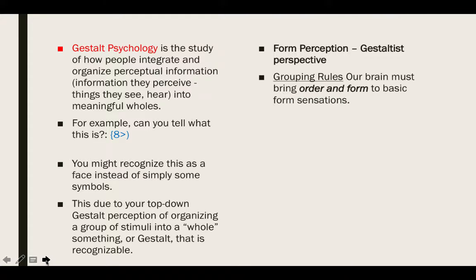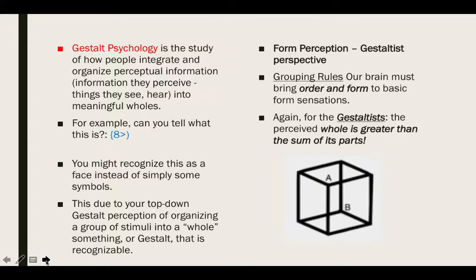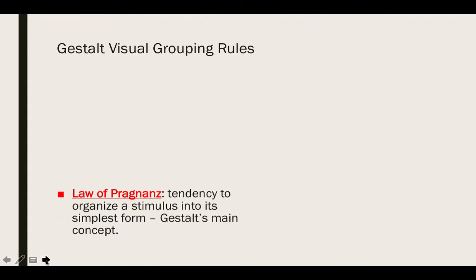So Gestaltists have identified grouping rules that your brain uses to organize and create form out of pieces. And that's where the statement, "the whole is greater than the sum of its parts," comes from. For example, here in this image, you might be able to perceive a cube as opposed to many intersecting lines on a flat surface. So if you could see a three-dimensional cube, that whole is greater than certainly the intersecting lines that are drawn on that screen. So let's take a look at the grouping rules.